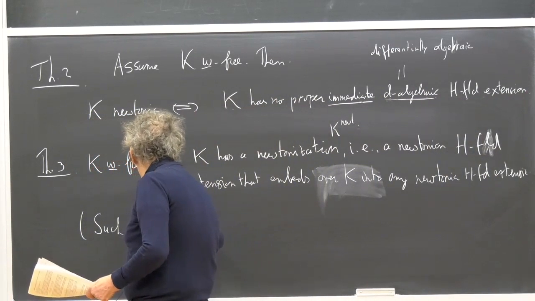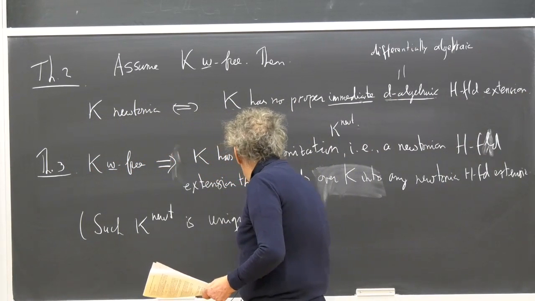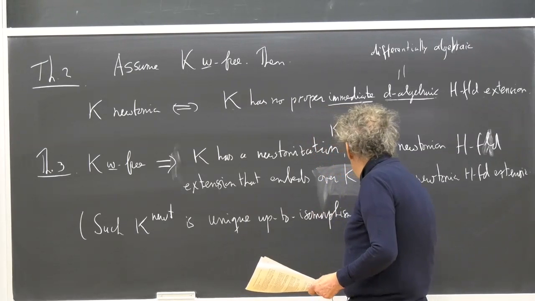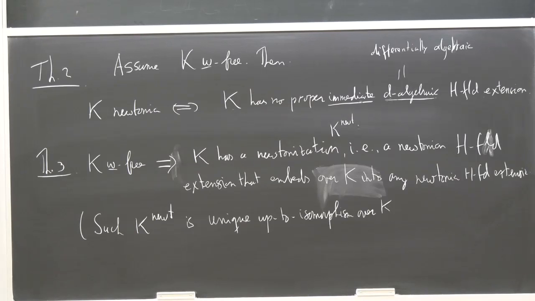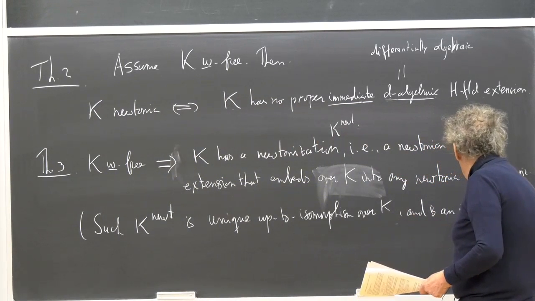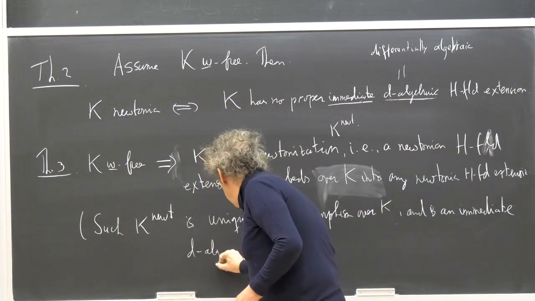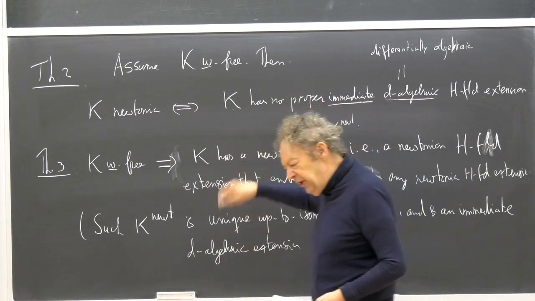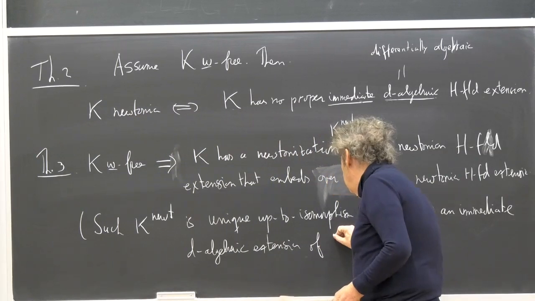Such K Newt is unique up to isomorphism over K. So it's a bit like an algebraic closure of a field, which is also unique up to isomorphism, or a real closure or a Henselization, unique up to isomorphism over K, and is an immediate D-algebraic extension. In other words, you can get it from K by just solving repeatedly algebraic differential equations.